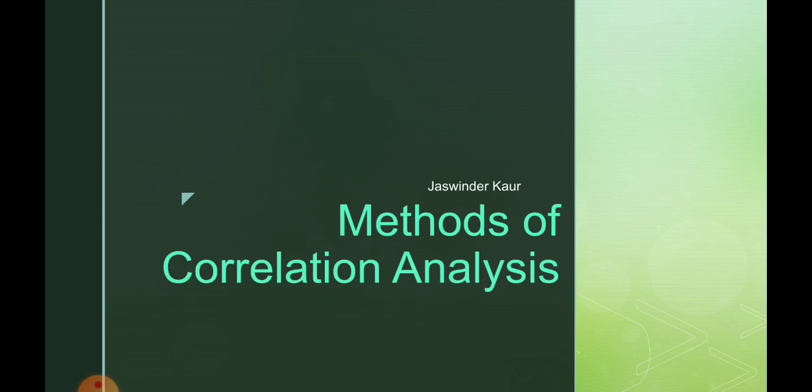Now we start the chapter of correlation officially. First of all, we have already understood what correlation is, how we express it, and what the different graphs are that show the correlation, whether it is positive, negative, no correlation, etc. Now we start studying the methods of correlation.